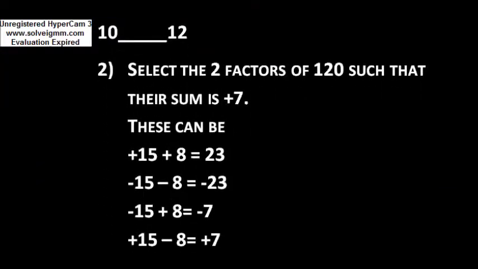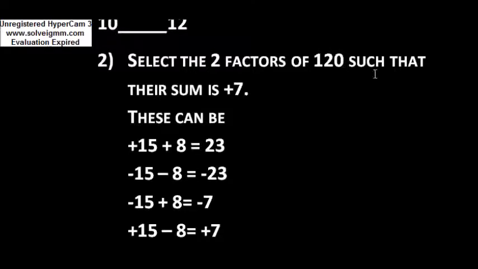So in the next step, you have to select the two factors of 120 such that their sum is plus 7. So these can be plus 15 and plus 8, or minus 15 and minus 8, you can also take this option, and minus 15 plus 8, or plus 15 minus 8. After selecting the pair of factors, you can check these possibilities also. We are taking all the possibilities with different signs.